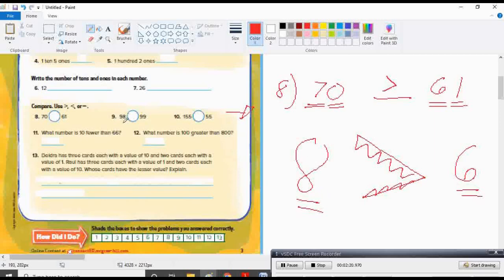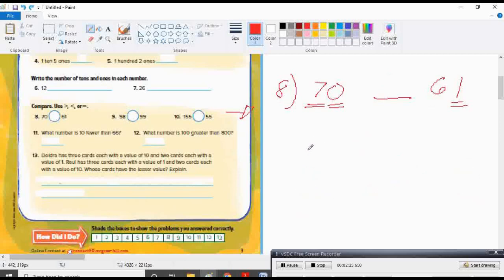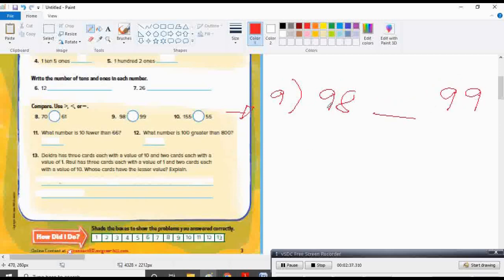Now, if for instance the numbers have the same tens value, like for example number 9, you have 98 compared to 99. Since both of the numbers have the same tens placement, look for the ones placement, and that's how you are going to determine which one is bigger. So therefore, 99 is bigger than 98.